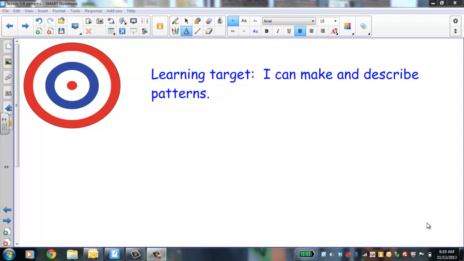Today, we're going to begin with the end in mind, and we're going to think about our learning targets. So at the end of today, I want everyone to be able to say, I can make and describe patterns. And I know this learning target seems pretty easy, and it is kind of easy, but there are a few things and a few vocabulary words that are going to be new to you, so I want you to listen very carefully.